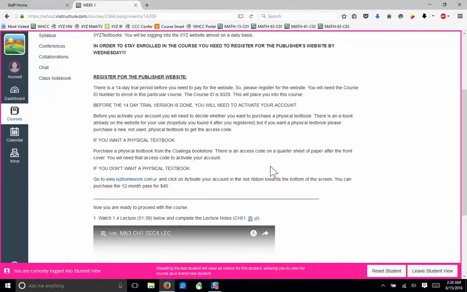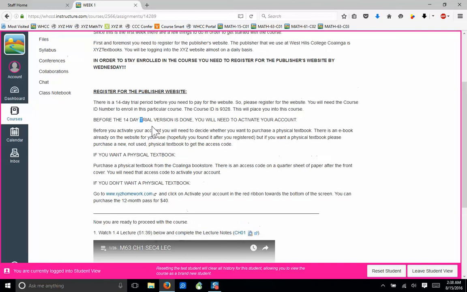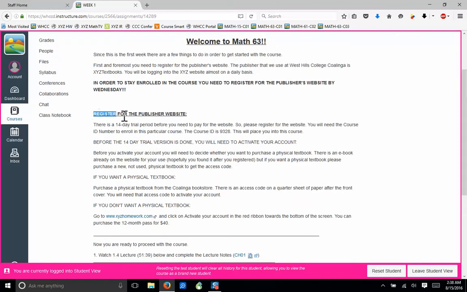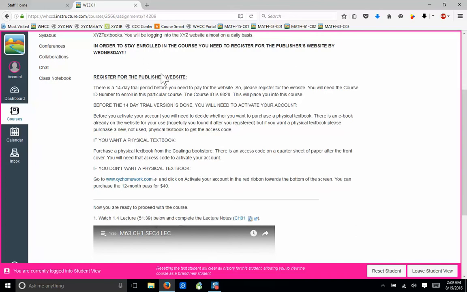All right, so there's the nutshell about the textbook. Do you need one? Do you not need one? Okay, so now let's go back here. First thing you need to do during the first week is register with the publisher website here. You get a 14-day trial version period right away, so you might as well just do it as soon as you can, okay?